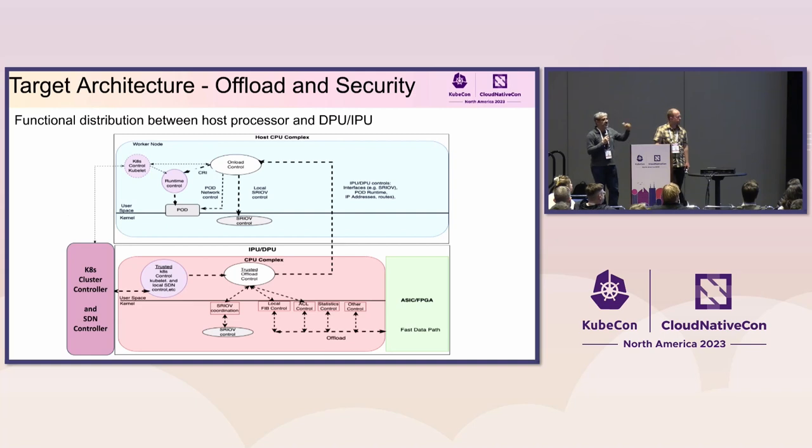Therefore, there are integrations that have to happen between the control plane running on the host CPU and the control plane running in the DPU, together with the control plane of the compute, like the Kubernetes control plane master, as well as the SDN control plane, like what we could have with Calico and the other solutions.